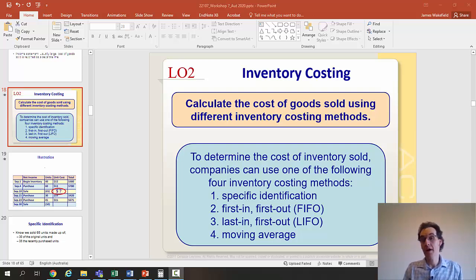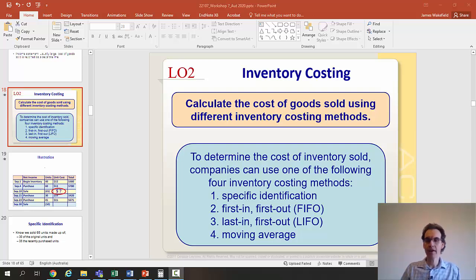So what we're going to look at now is learning objective number 2, and learning objective number 2 relates to determining the inventory cost. Here we're going to look at calculating the cost of goods sold using different inventory costing methods. And here there is obviously choice. There is choice about how to determine the cost of inventory, and we're going to see how this choice can relate to the profit businesses report.